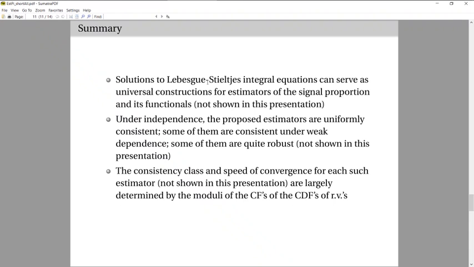In summary, solutions to Lebesgue-Stieltjes integral equations can serve as universal constructions for estimators of the signal proportion and its functionals. Under independence, the proposed estimators are uniformly consistent. Some of them are consistent even under weak dependence, and some of them are quite robust. The consistency and speed of convergence for each such estimator are largely determined by the moduli of the characteristic functions of the CDFs of the random variables.